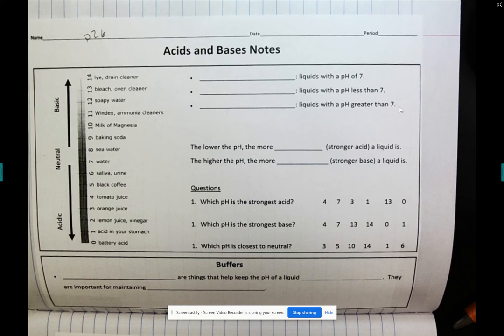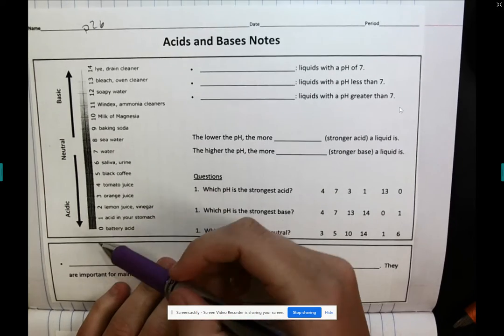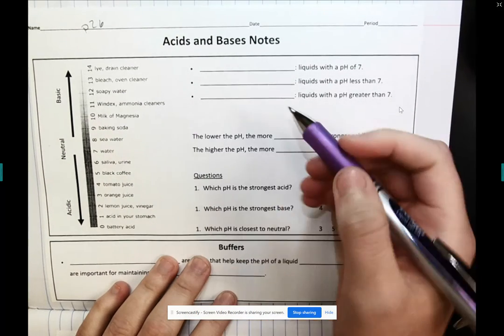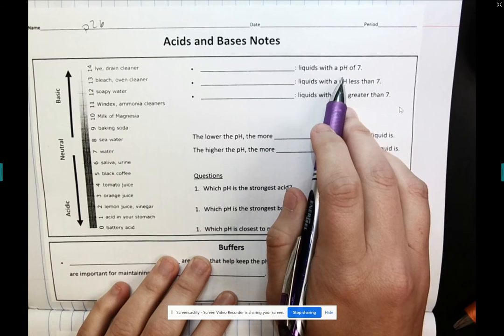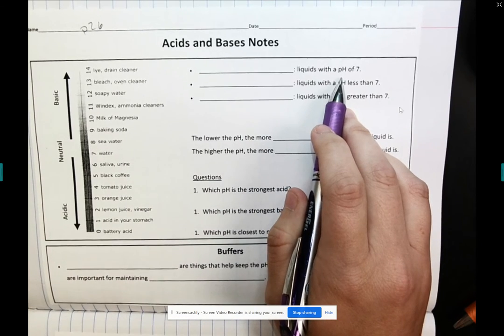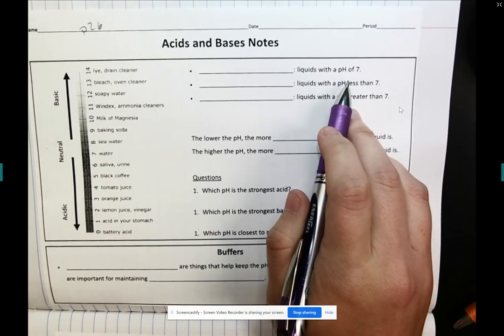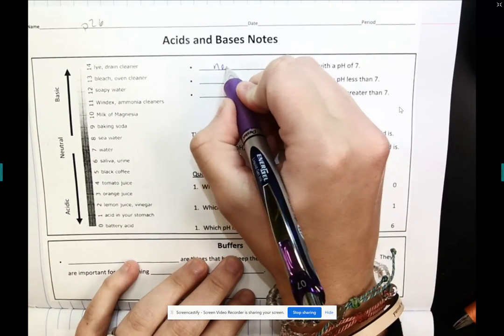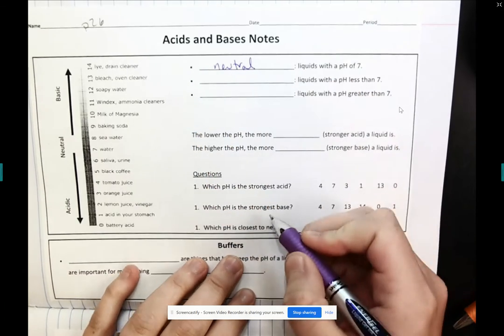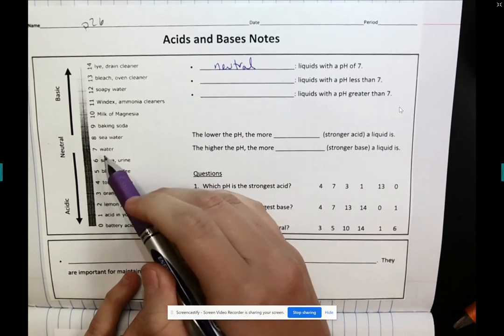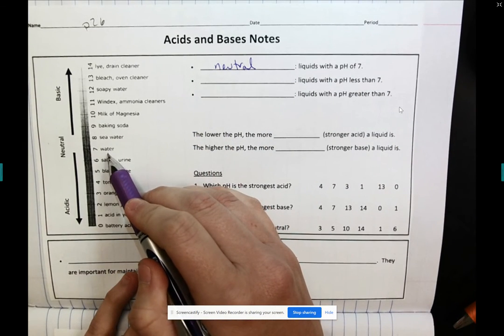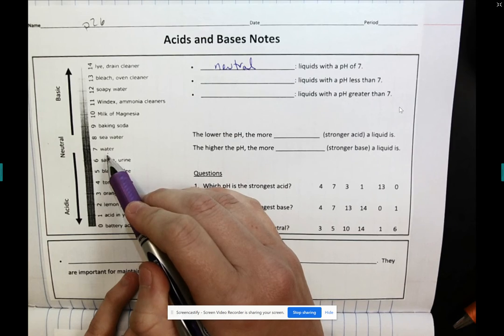maintaining homeostasis. So when we talk about our pH scale, any liquid that has a pH of almost exactly 7, anywhere from 6.9 to 7.1, we would say that it is neutral, right? So water is or has a neutral pH.